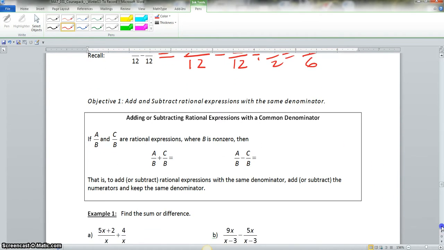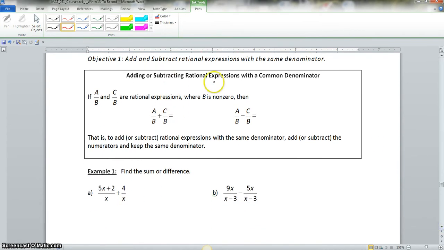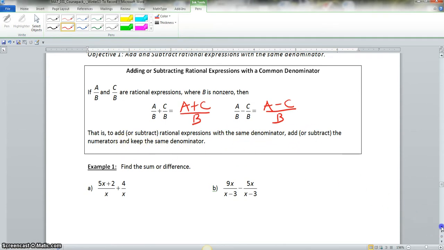Now, we come down here, adding or subtracting rational expressions with a common denominator. We know a over b plus c over b is a plus c all over b, and a over b minus c over b is a minus c all over b. That is, to add or subtract rational expressions with the same denominator, add or subtract the numerators and keep the same denominator.